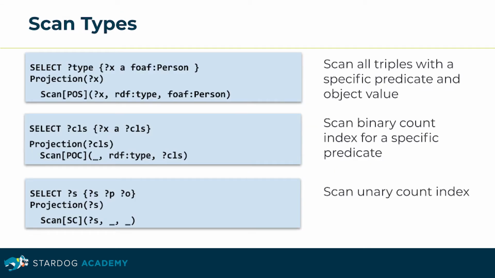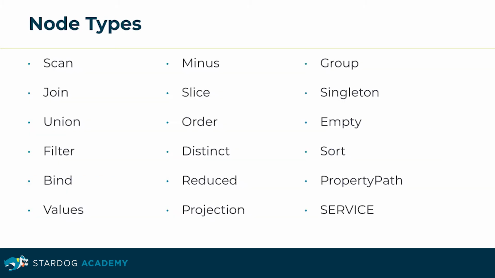Now we have multiple different types of scans. And as we see here within our query plans, the scans might go over various sets. So we have scans of all triples, we've got binary count indexes, and we can scan a unary count index as well. You can see where the variables are placed in each one of the positions.